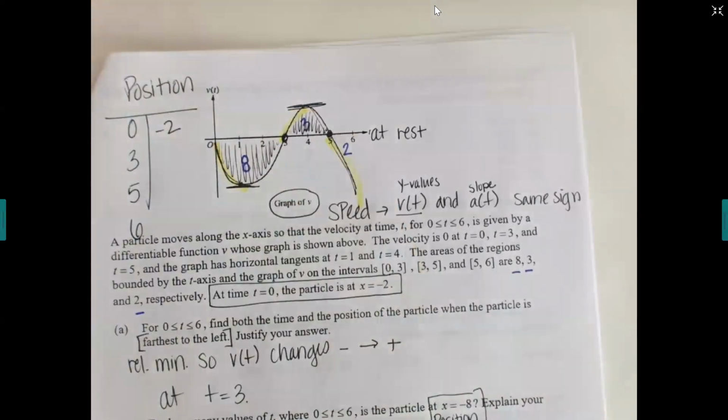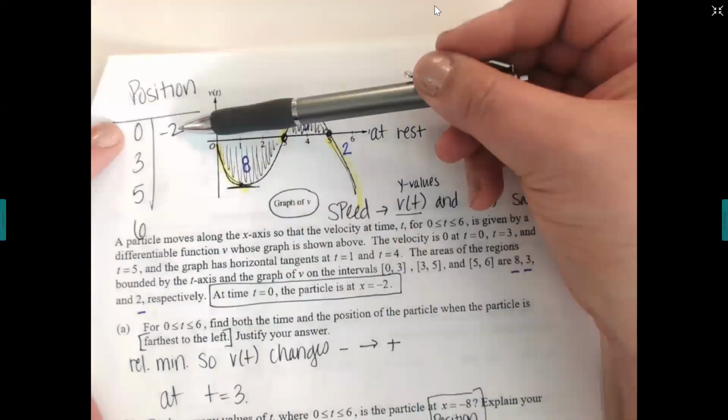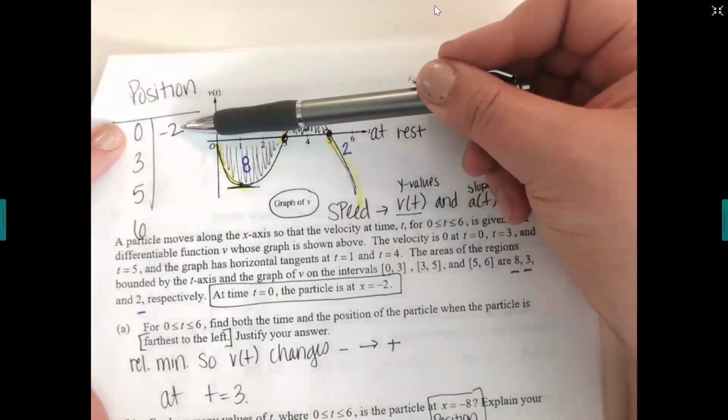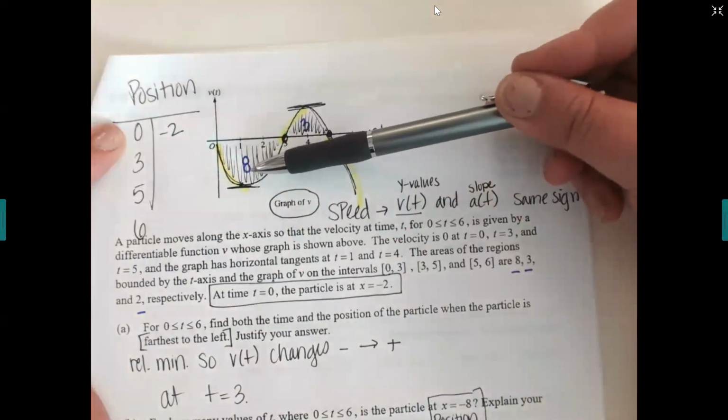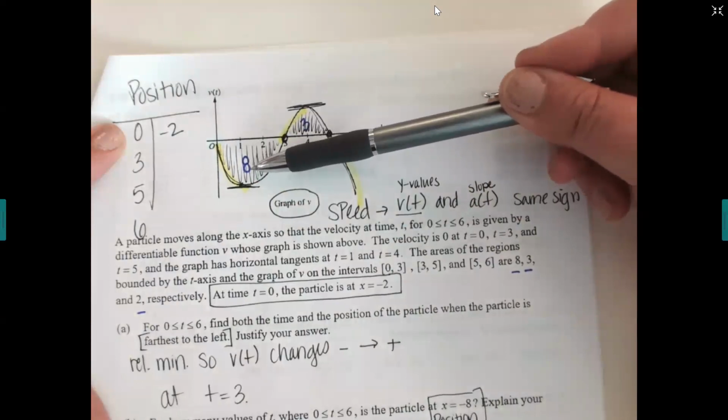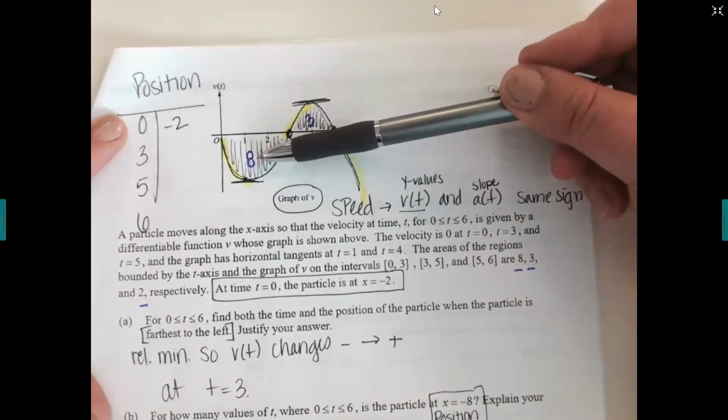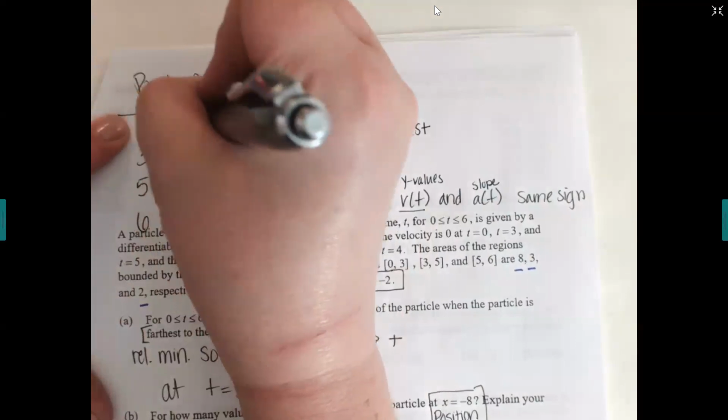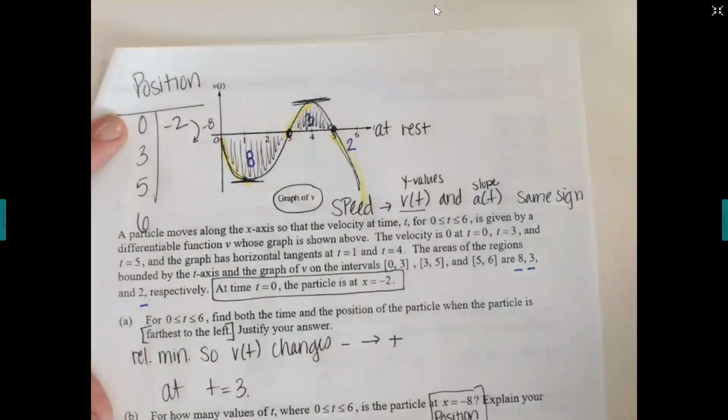Okay, so I'm starting at negative 2. From 0 to 3, I travel 8 units. Which way did I travel those 8 units if my area is below? To the left or backwards? So if I go backwards 8, but I'm already at negative 2, what am I at now?